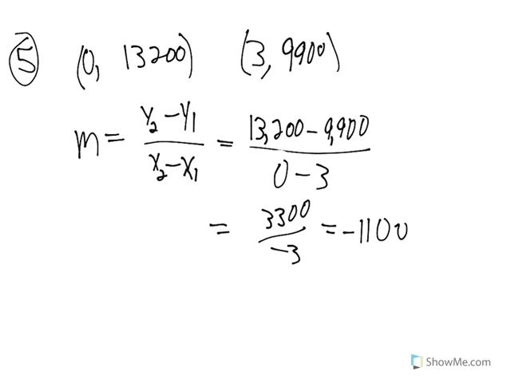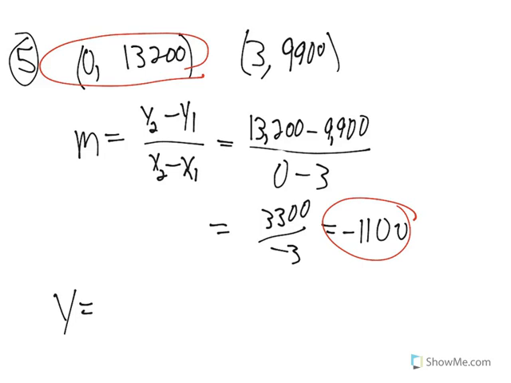And oddly enough, since we have the slope, take note that we have (0, something). (0, something) is the y-intercept, right? So we have the slope, we have the y-intercept, then we can just write it in y equals mx plus b form, or in other words, slope-intercept form. y equals negative 1,100x plus 13,200.